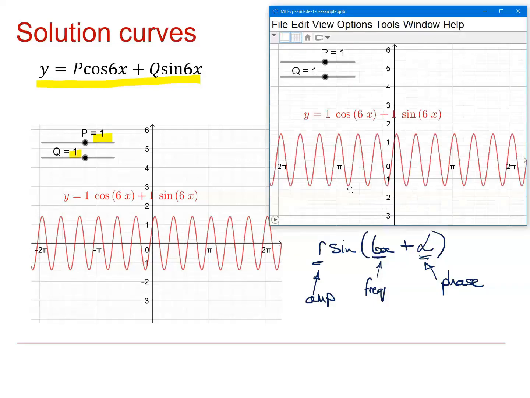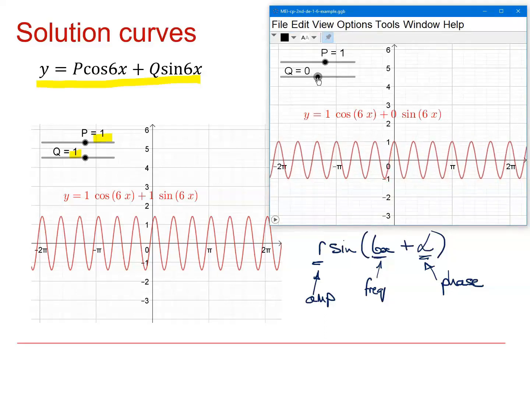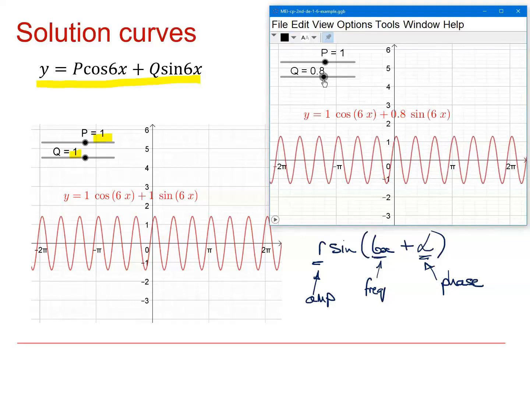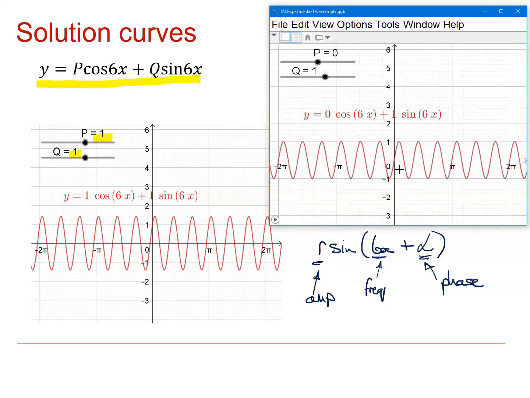Okay, let's have a look at a dynamic plot here of that solution. First thing is, if I take Q down to 0, you'll see we do get just a cosine curve. Starts at the top here and oscillates 6 times over the range 0 to 2 pi. And similarly, if I push that back to where it started and bring this down to 0, you'll see I do just get a sine curve.